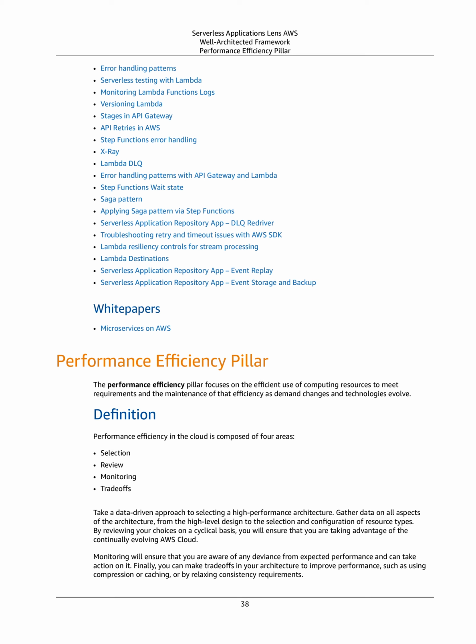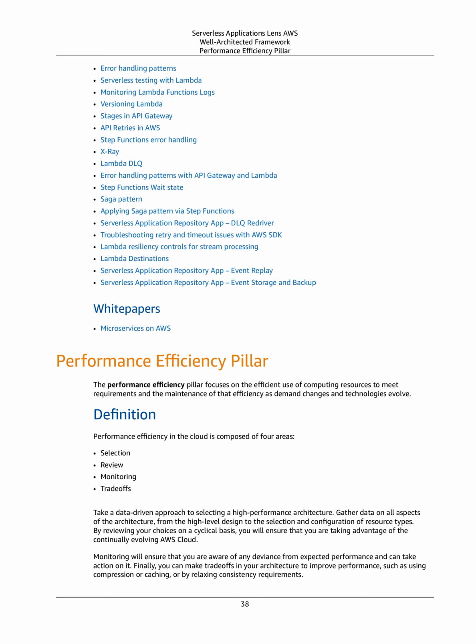Performance Efficiency Pillar. The Performance Efficiency Pillar focuses on the efficient use of computing resources to meet requirements and the maintenance of that efficiency as demand changes and technologies evolve. Definition. Performance efficiency in the cloud is composed of 4 areas: selection, review, monitoring, and trade-offs.